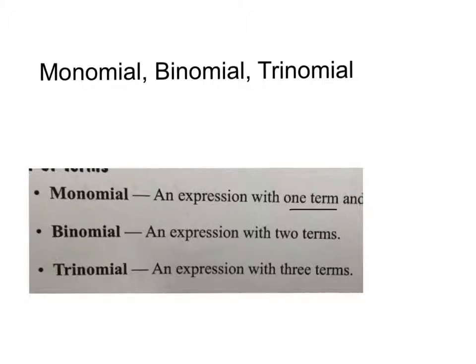Okay? Now look at the second one. A binomial has how many terms? 2 terms. Well, think about how many wheels are on a bicycle? 2. So a binomial is going to have 2 terms. And then a trinomial is an expression with 3 terms. A tricycle has 3 wheels. A trinomial has 3 terms, right?